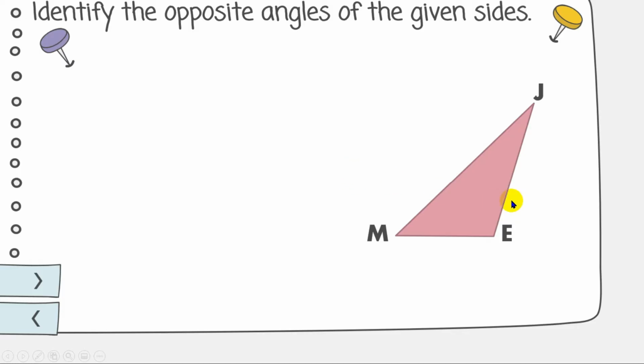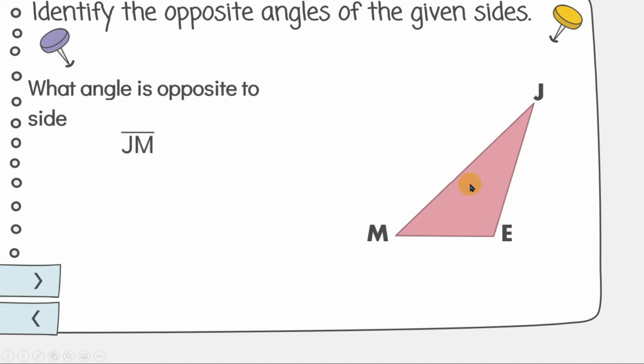Next, we have triangle JME. So what angle is opposite to side JM or MJ? So this is side JM. What angle is opposite to this side? That's angle E. And then we have side EJ. So this one naman, ano ang angle opposite to this side? So that's angle M. Then for the last one, we have side ME. Ano daw ang angle opposite to it? That is angle J. Okay?